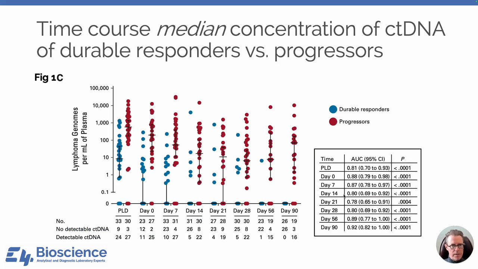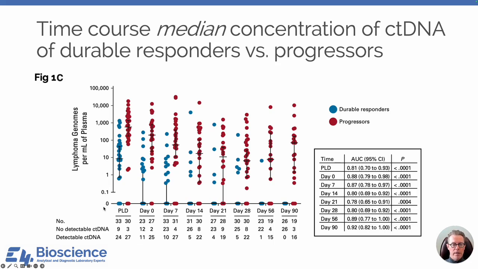The next figure, 1C, talks about the time course of the median concentration of ctDNA, comparing durable responders to progressors. Median, because we're talking about log-style numbers here, so it just makes sense to do a median rather than a mean. Otherwise, they'd clearly be skewed. This chart's a little busy, but again, on the y-axis, we have lymphoma genomes per mil of plasma. Note that it's in a log scale.